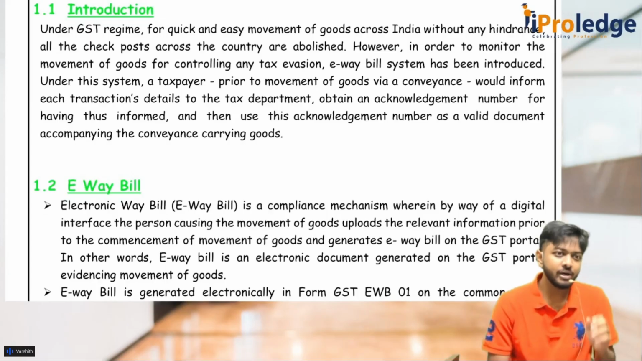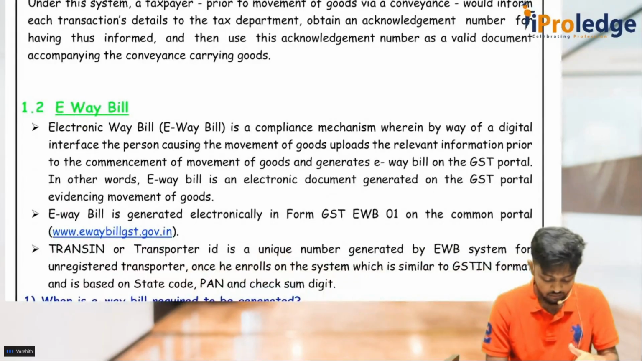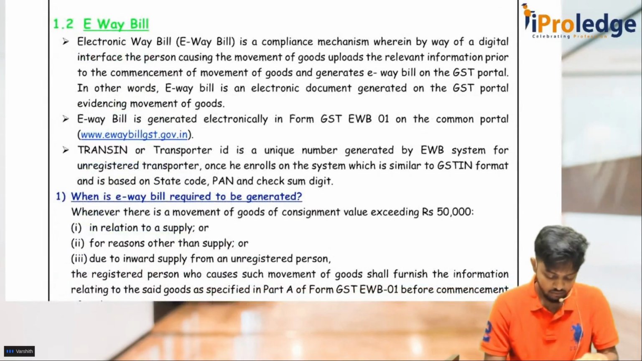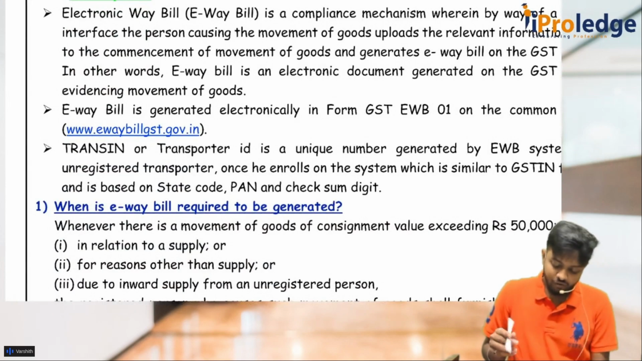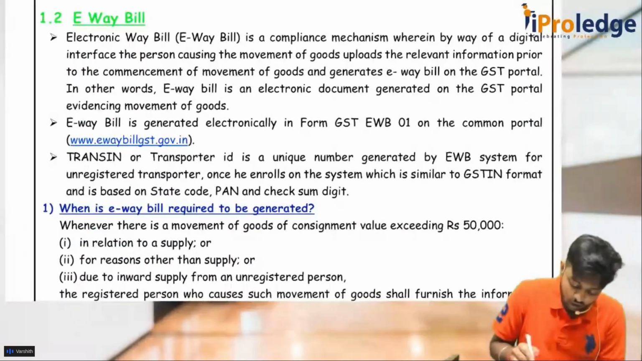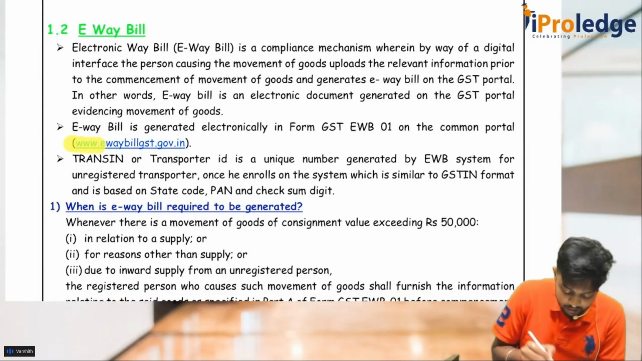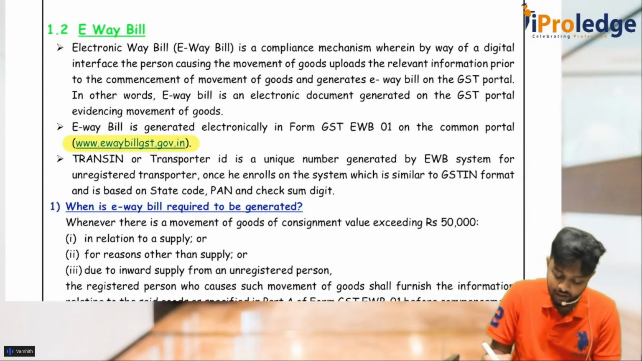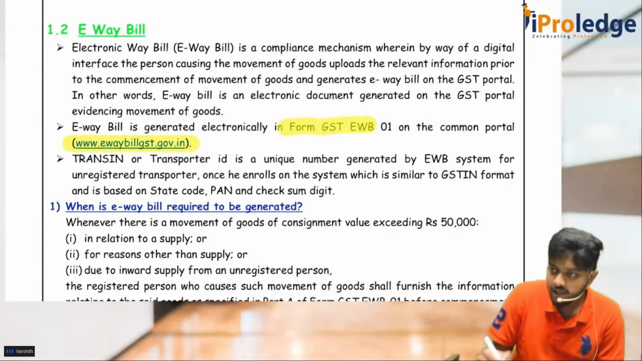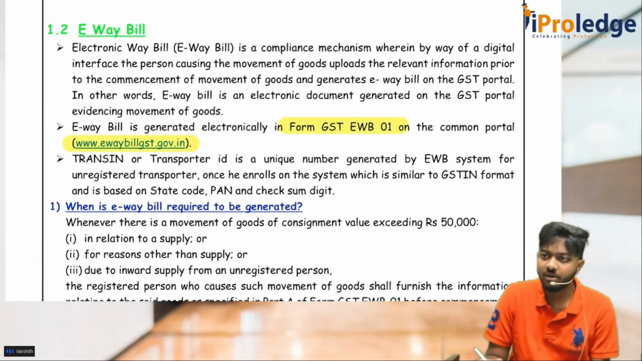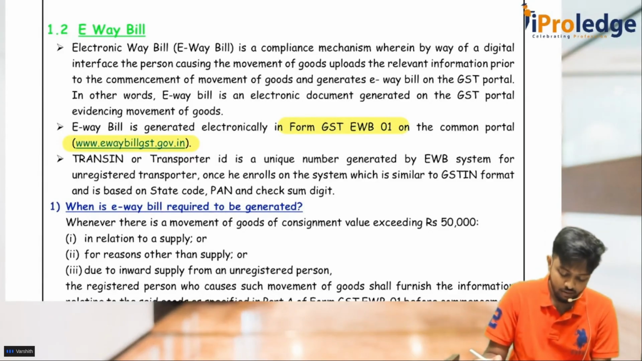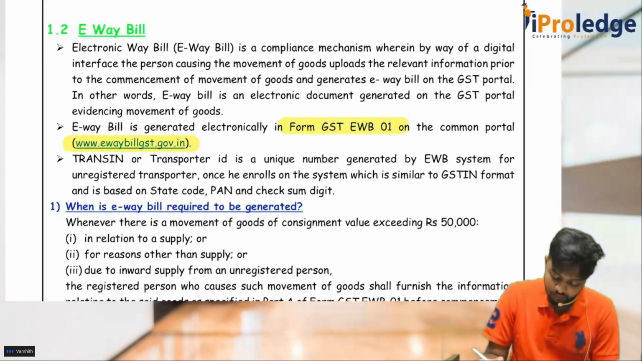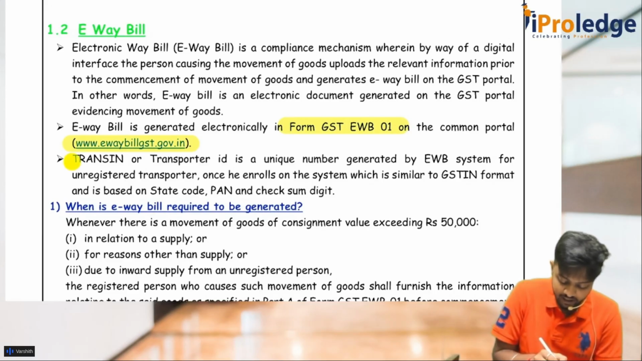There are some more rules with respect to e-way bills. Let's read that. For that also we have a separate portal called the e-way bill portal, www.ewaybillgst.gov.in. In that website, you have to fill one form called GST EWB 01. That is how you generate an e-way bill, in that portal. Then we'll come back to this later.